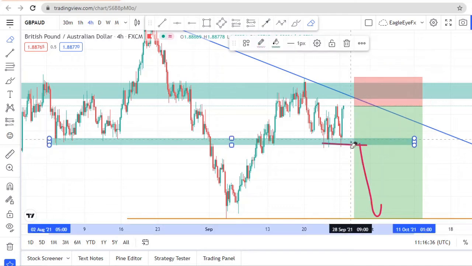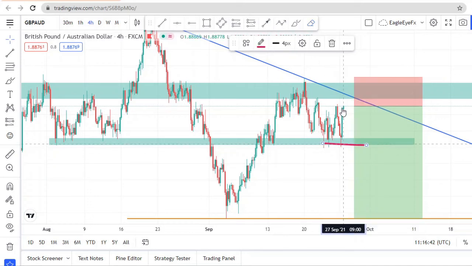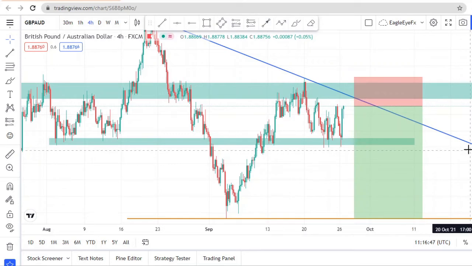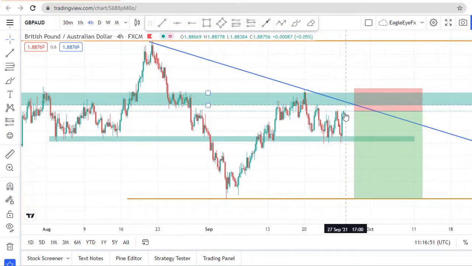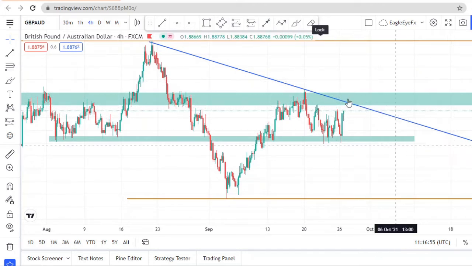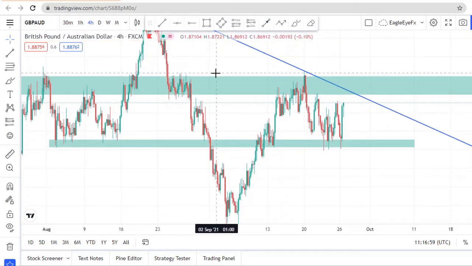So that is what I'm seeing when I look at GBPAUD. I'm seeing that there's some selling opportunities that I can see here, but I'm going to be patient enough to see how this market is going to behave here and see if it's not going to break. Then if it's not able to break, then that is when I'll be interested in sales.